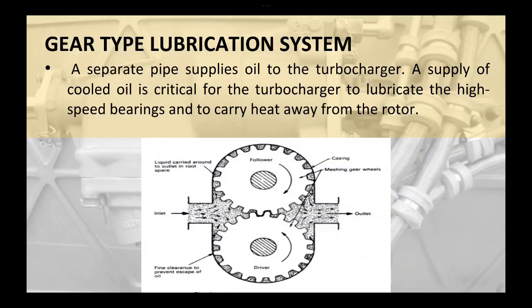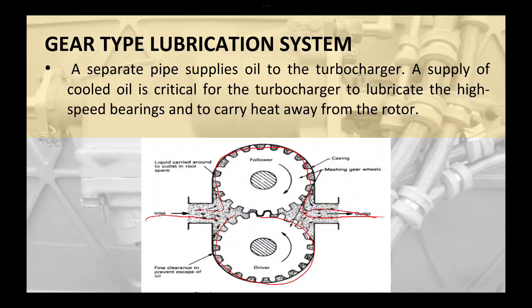Okay, this is how it works. You do have here the inlet of your lubricant, then your lubricants will pass through the system and then out, and then the other one moving here, then traveling outside. So that's how a gear lubrication system works. A separate pipe supplies the oil to the turbocharger. A supply of cold oil is critical for the turbocharger to lubricate the high-speed bearings and to carry heat away from the rotor. Okay, I hope you do get what the gear type lubrication system is.